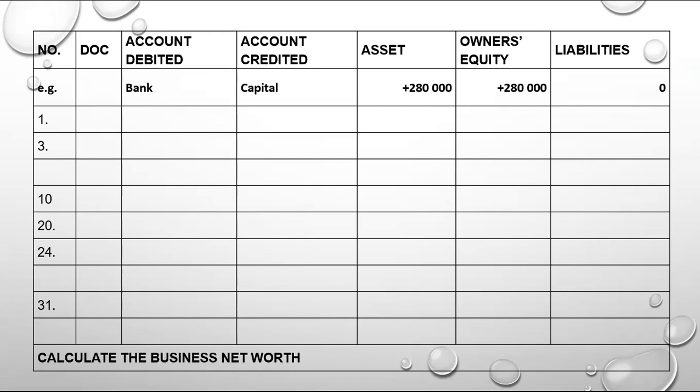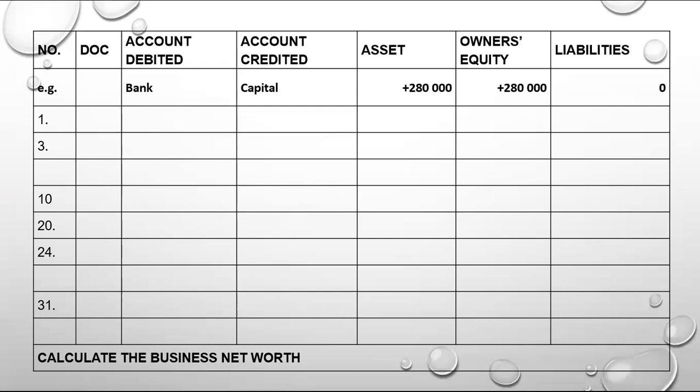Please note that capital increases owner's equity and bank will increase your asset. That's why we've got plus under assets and plus under owner's equity by 280,000, and under liabilities we've got 0 because your liabilities are not affected in this case.